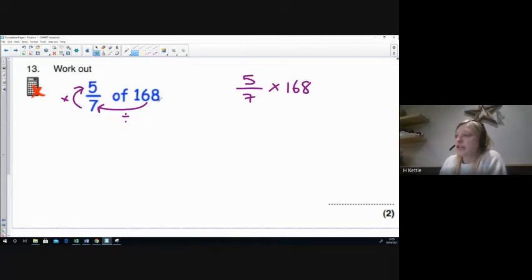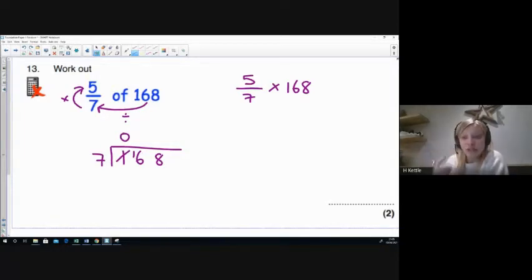So first thing I'm going to do is 168 divided by 7. Now, that's quite tricky, so I'm going to use my bus stop method. 168 goes inside the bus stop and 7 goes on the outside. How many 7s go into 1? Well, that goes in 0 times, and we're going to carry that 1 over. How many 7s go into 16? I've got 7, 14. That's 2 lots. So it fits in twice.